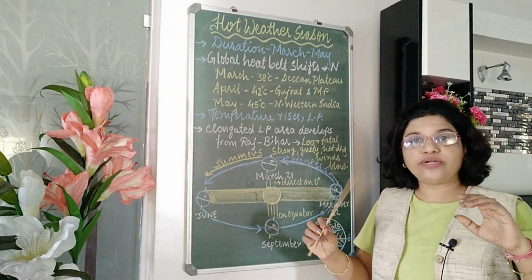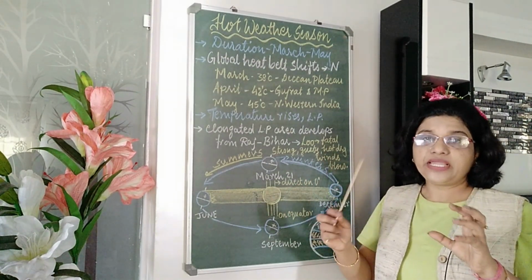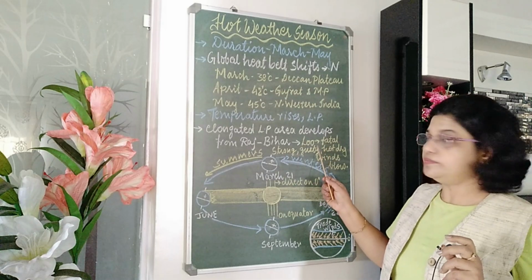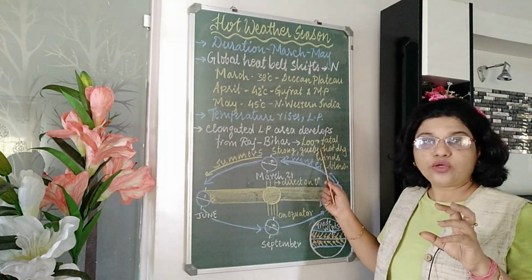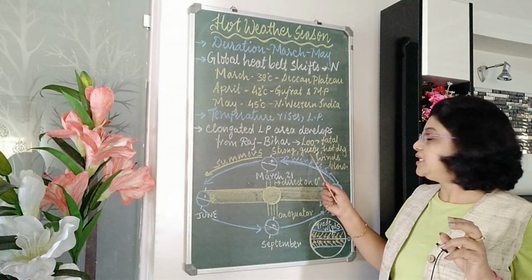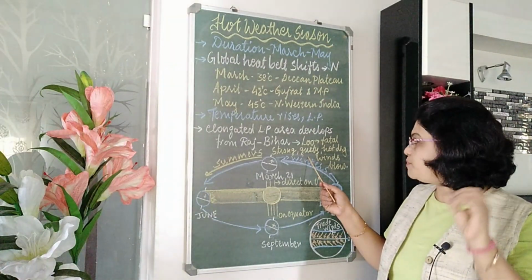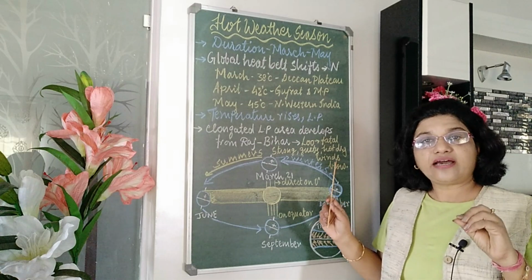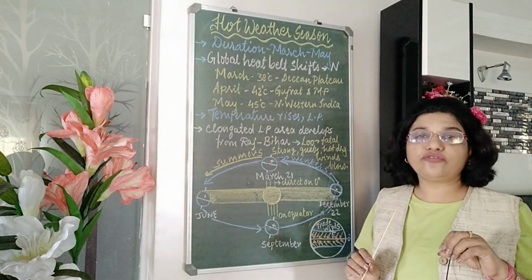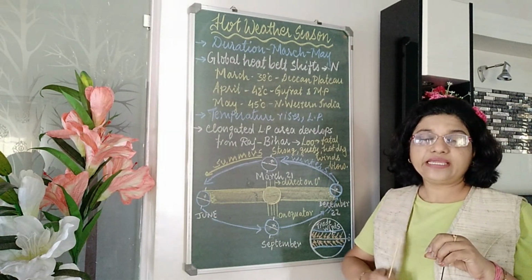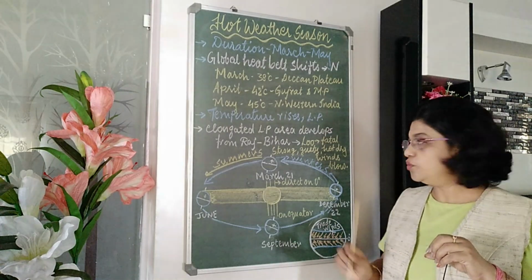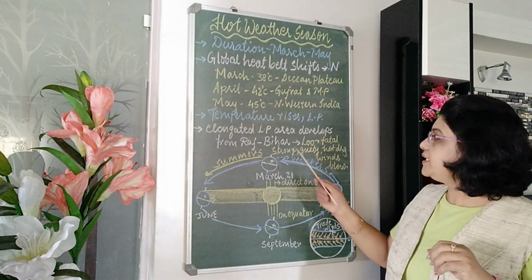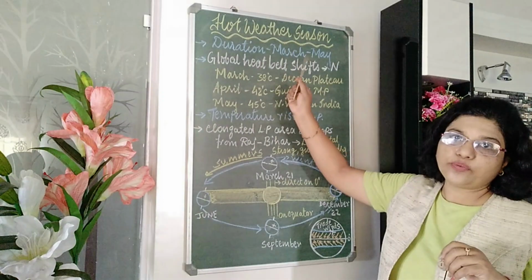The winds from the surrounding areas come into this area and they are known as Lu, which is a very strong wind. Gusty means it comes with great speed. They are hot and dry winds, and they are fatal to human health. Many people die also when they get caught in a Lu. So these are the characteristics of the hot weather season.